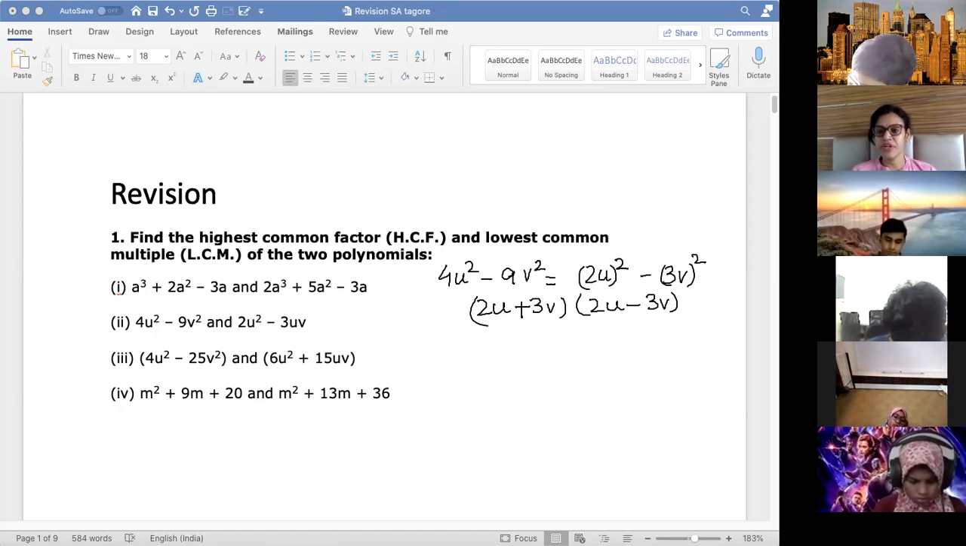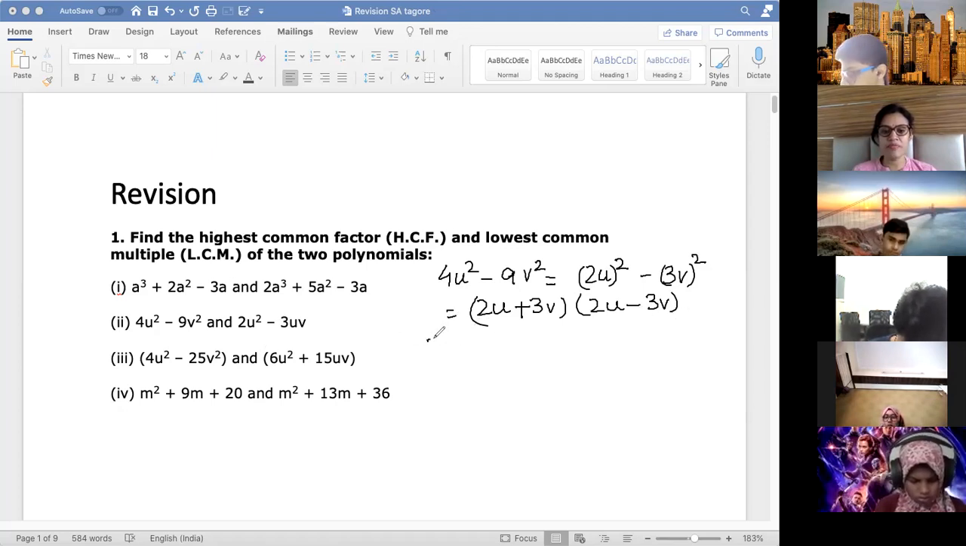Yes, Mudabbir, ma'am. Did you understand why I tell you to make this whole bracket? Because this whole is a square, right? So 2u ka whole square is a square. So your answer will be this using the formula. So this is the factorization.